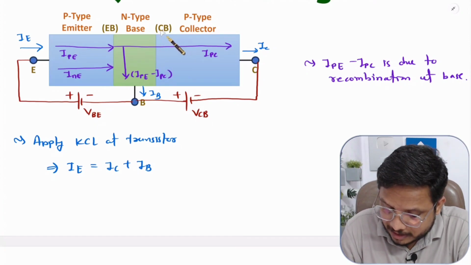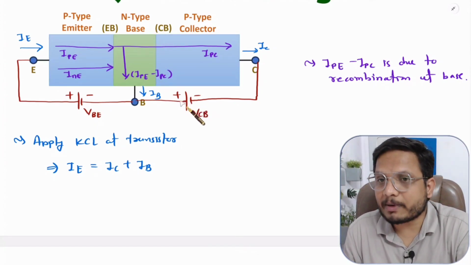And if you talk about this junction, which is the collector base junction, that is in reverse bias.